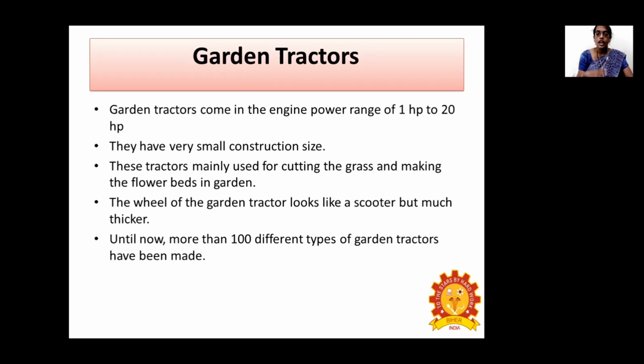Normally it has a very small engine power range, up to 1 to 20 HP only. It is very small in size, and normally it is used to cut the grass and make flower beds in gardens. The wheels of these garden tractors look like those of scooters, and they are much thicker in size. Until now, more than 100 types of garden tractors have been designed, and based on the requirement, certain modifications have been made in them.